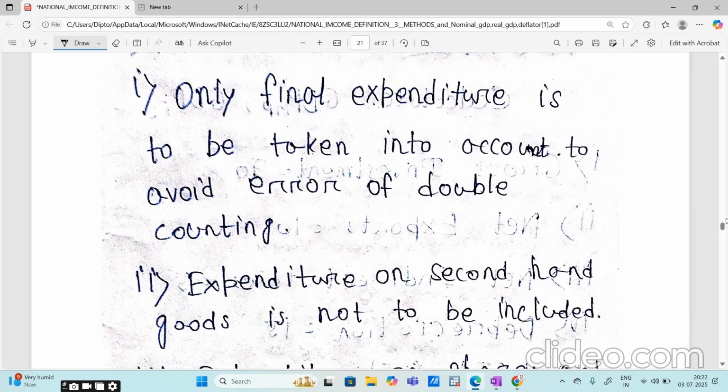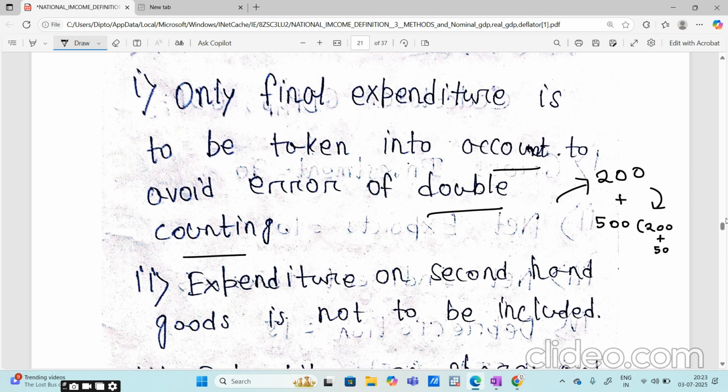There are some precautions. Only the final expenditure is to be taken into account, because if you take intermediate consumption also, then a problem of double counting can arise. When leather is purchased, that leather is not ready for consumption, it is not any final good. So the value of leather, that is 200 rupees, I have taken into calculation. But again, when that leather was converted into a bag and the price of the bag is 500 rupees, within that 500 rupees, the cost of leather, that is 200, plus the cost of the laborer, that is wage, 50 rupees, plus the cost of other materials, that is 250.